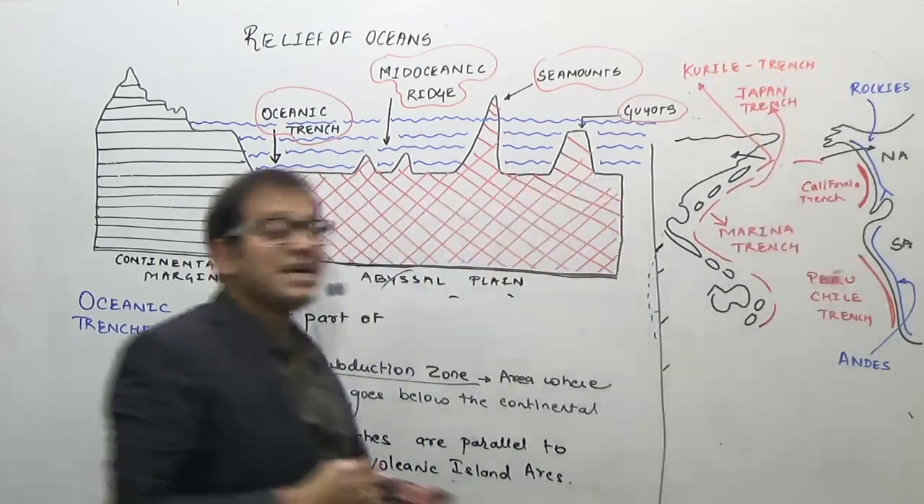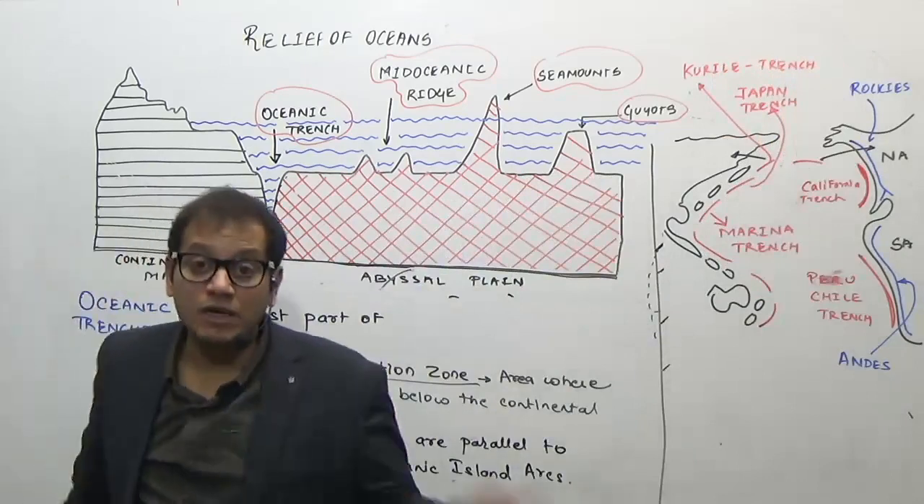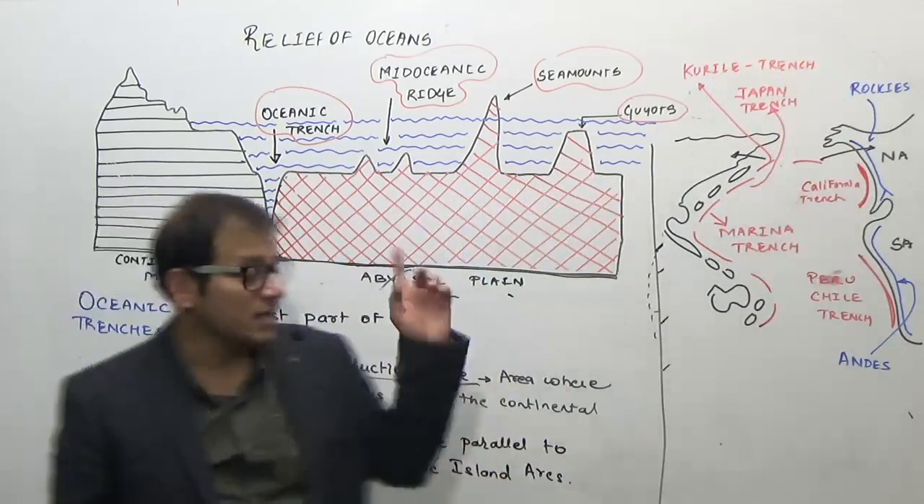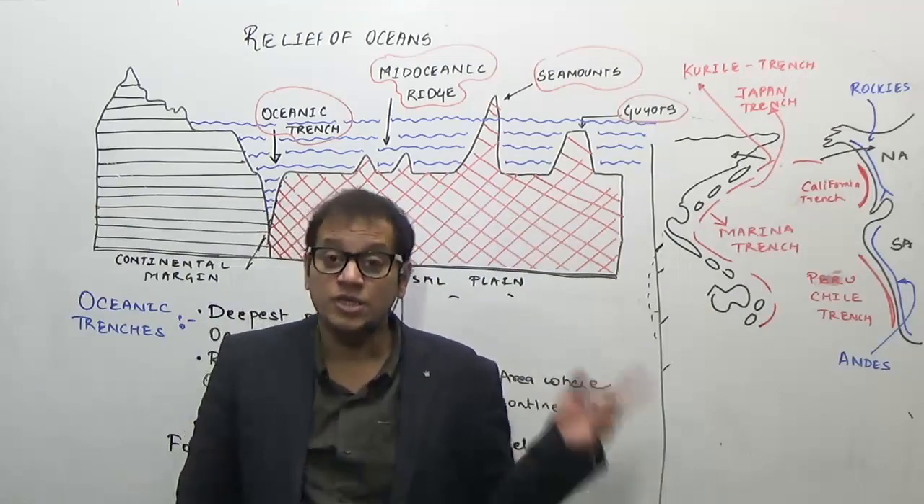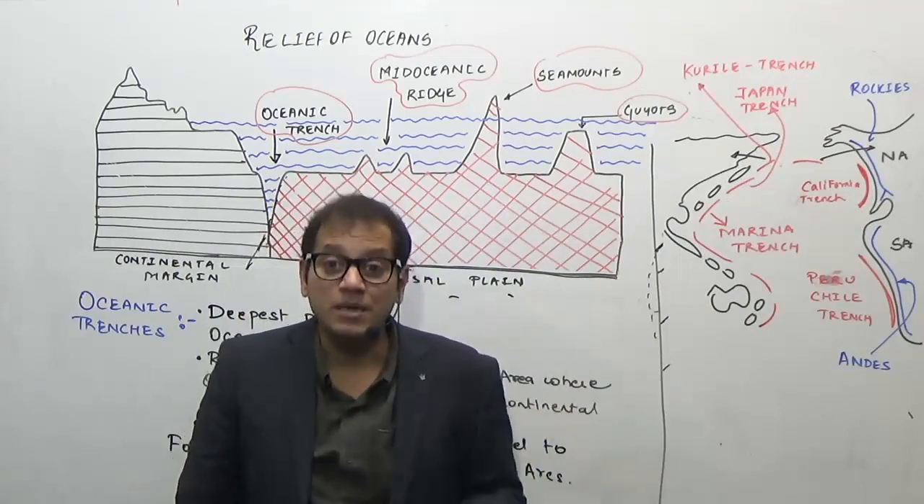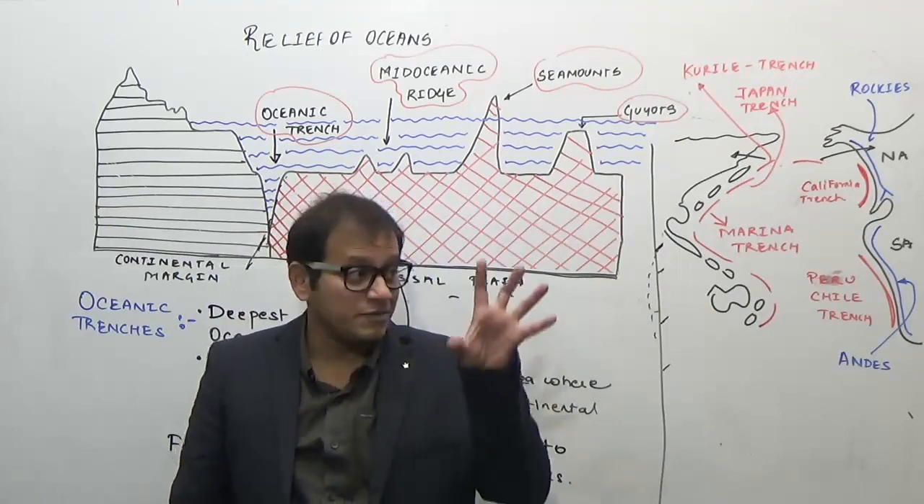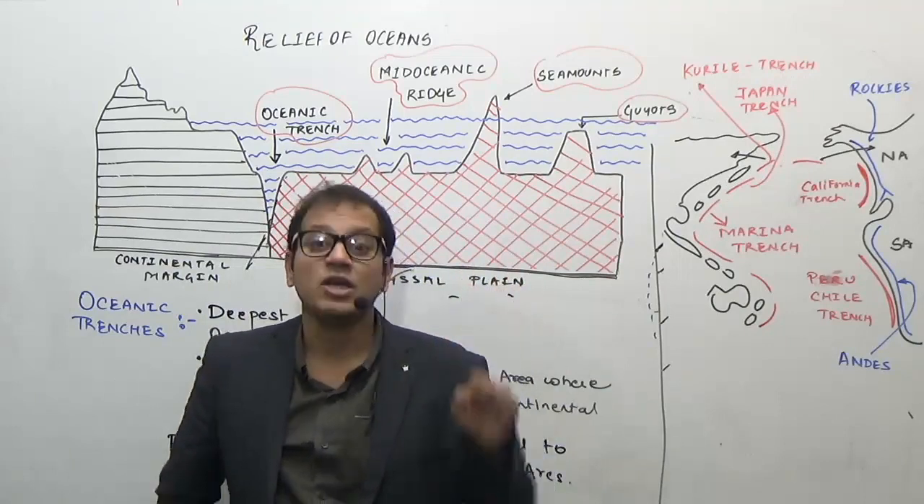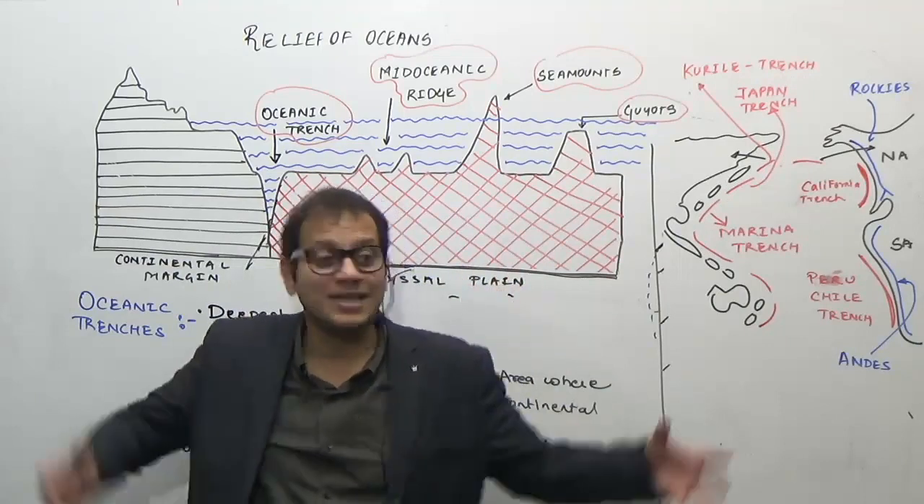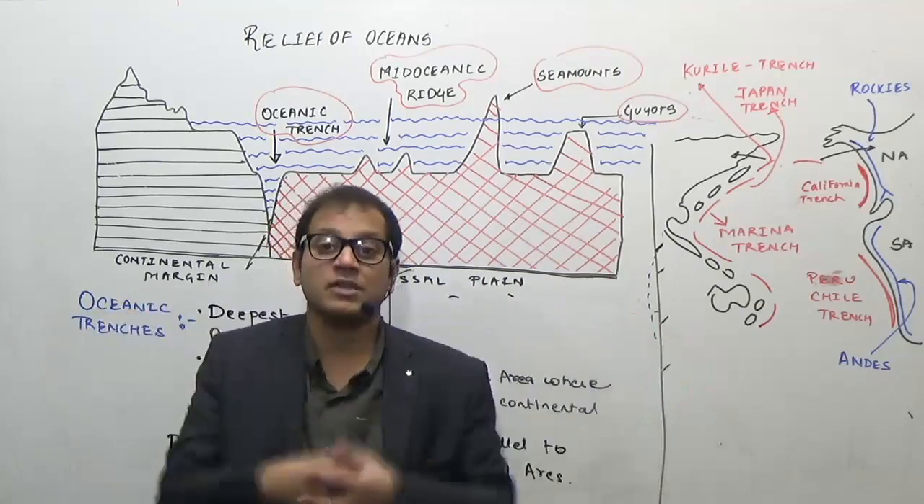So which ocean of the world has the maximum number of trenches? Atlantic Ocean, Indian Ocean, or Pacific Ocean? You remember Pacific Ocean. Why? Because the Pacific Ocean is a contracting ocean. Contracting ocean, what does it mean? That means it is getting compressed from all the sides.